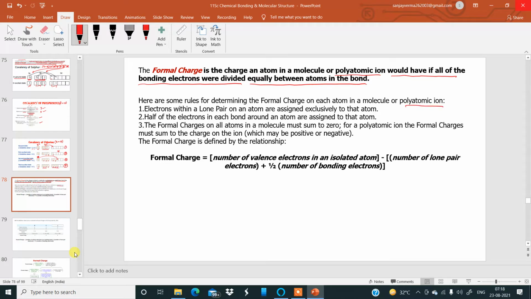And there will be a formula for that. But before that, let us go through the points over here. Number one, the first point is electrons within a lone pair on an atom are assigned exclusively to that atom.